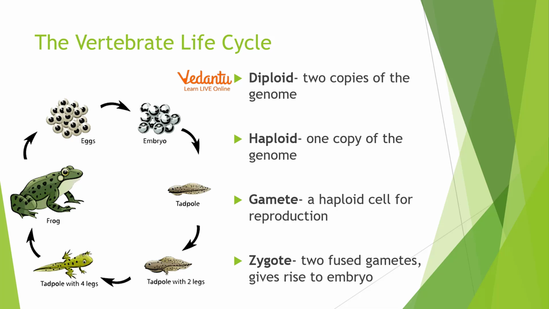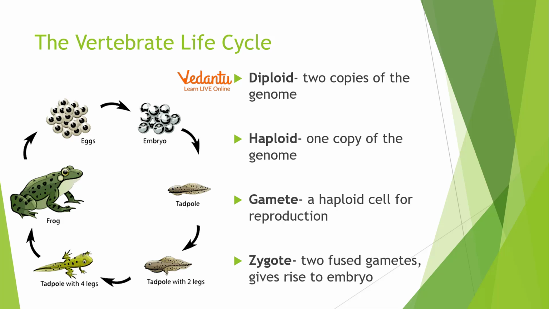Gametes are haploid cells used for reproduction. Eggs or sperm are both gametes, and when the gametes fuse, you have 1 plus 1 equaling 2. Haploid plus haploid equaling diploid. And a zygote is what we call two fused gametes, and that is going to give rise to an embryo.